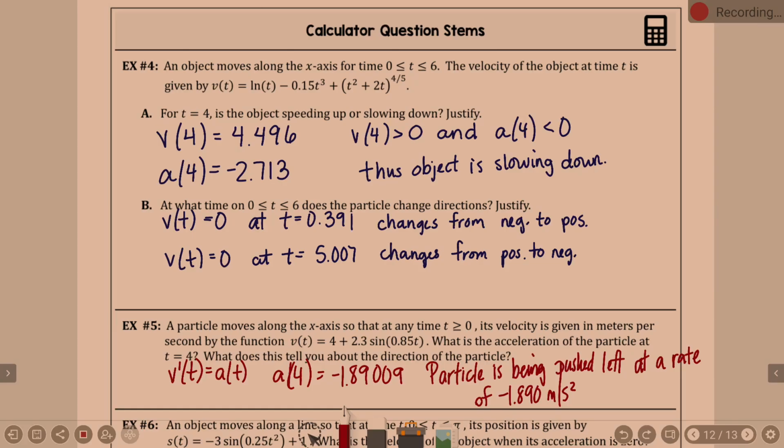Okay. An object moves along a line so that at time t between 0 and pi, its position is given by s of t. What is the velocity of the object when its acceleration is 0, and describe the behavior of the object?